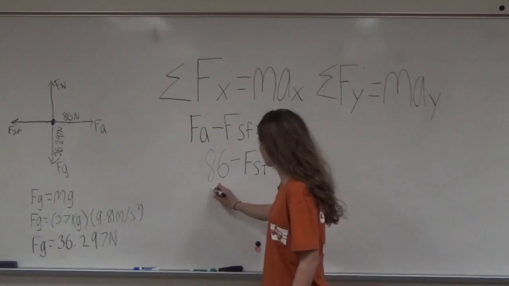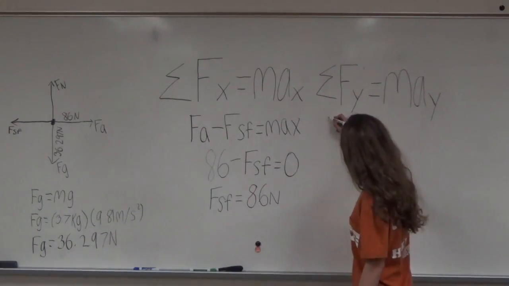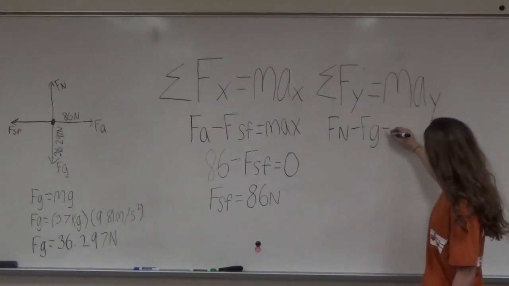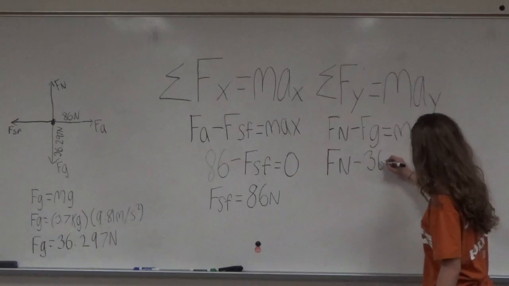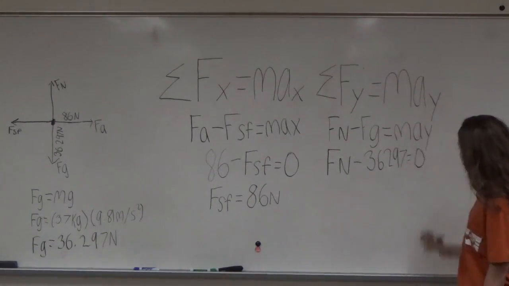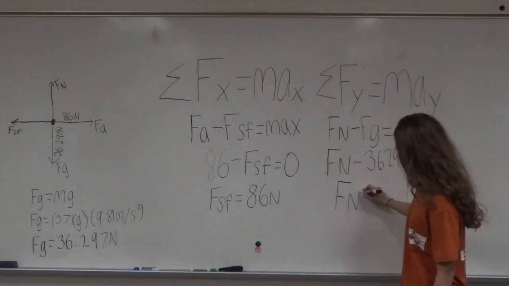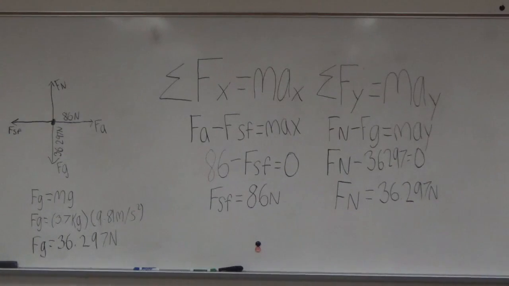We know that Ax is 0 because the system is at rest, and we can plug in our values to find that the force of static friction is 86 newtons. In the y direction, Fg is drawn down on the free body diagram so we can subtract it from the force normal. Ay is 0 because, again, the object is at rest. Thus, the force normal is equal to the force gravitational and is 36.297 newtons.